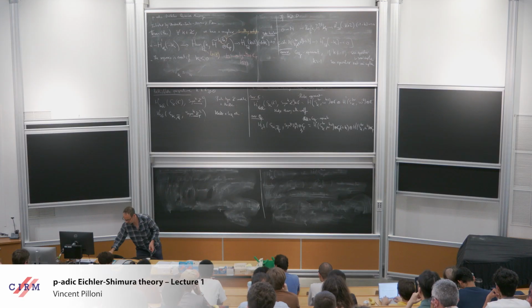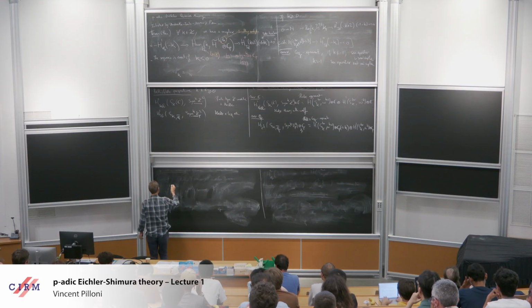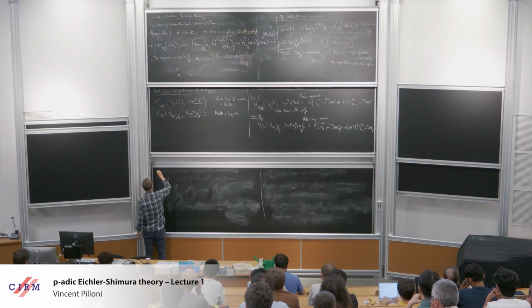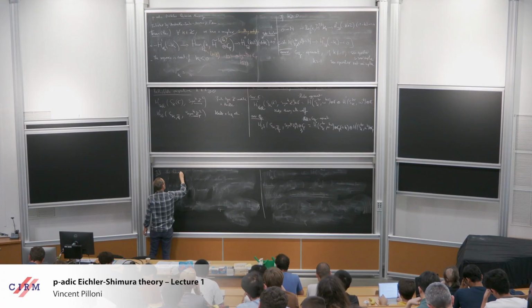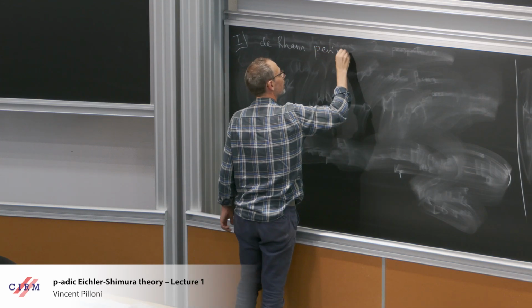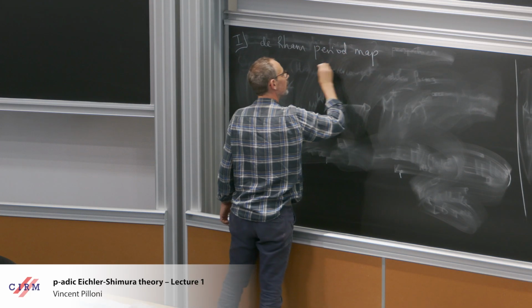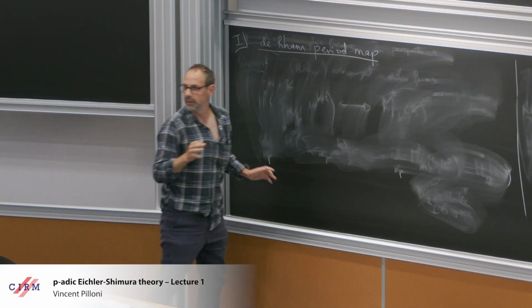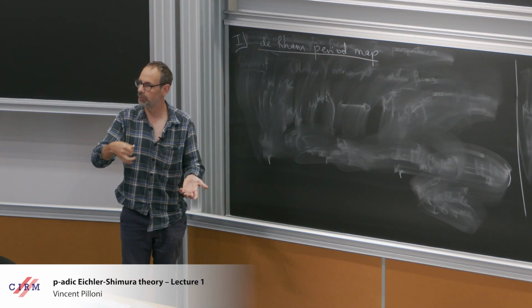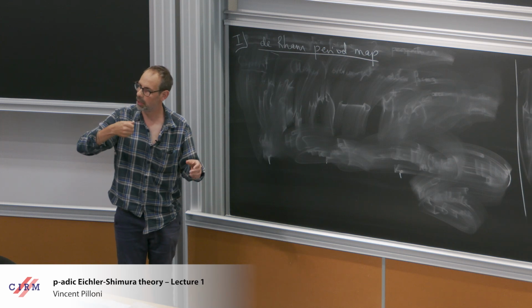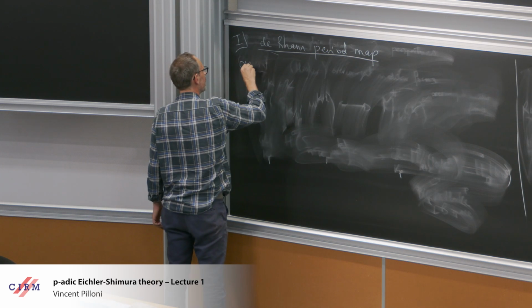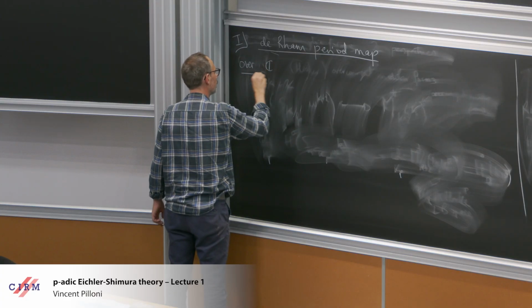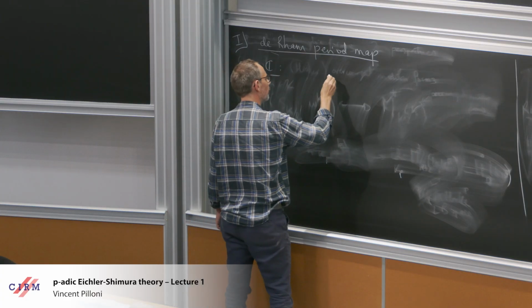Now I want to speak about the de Rham period map. Maybe that's really the main topic. The Shimura variety is usually a bit complicated, but we like to have period maps which really help us and tell us what to do. The first classical thing one can do is really work over C.